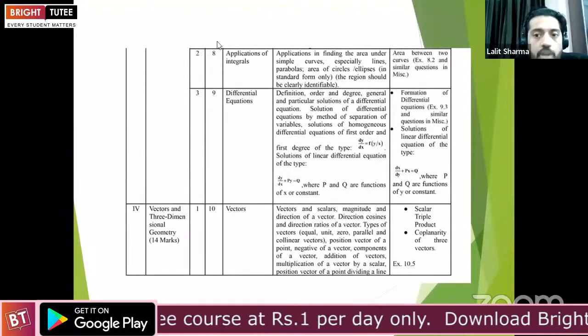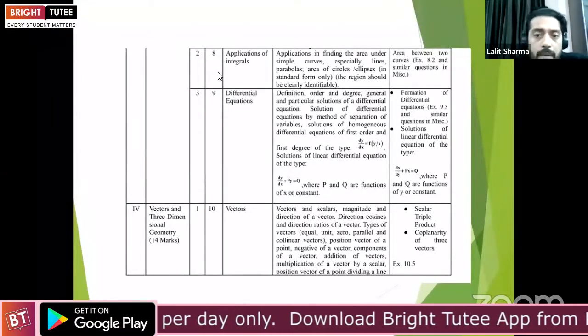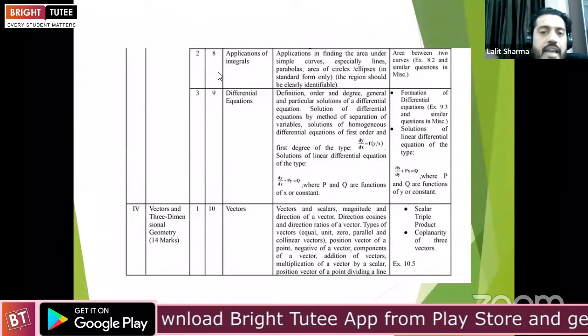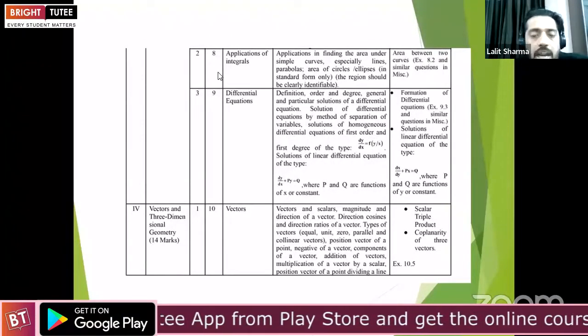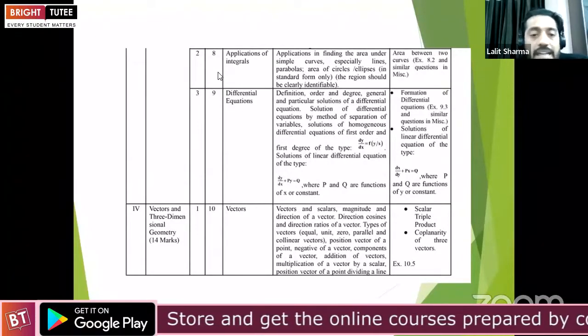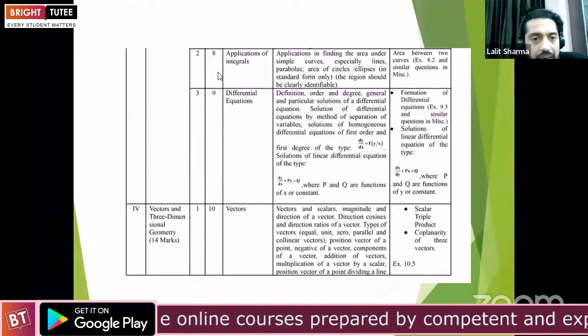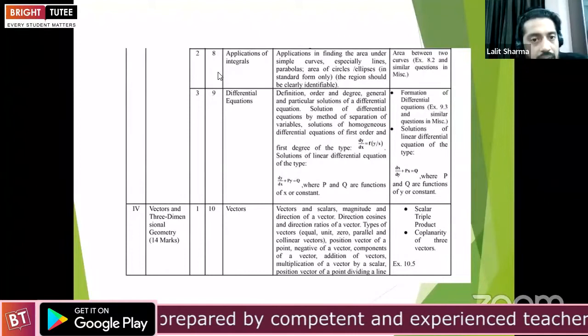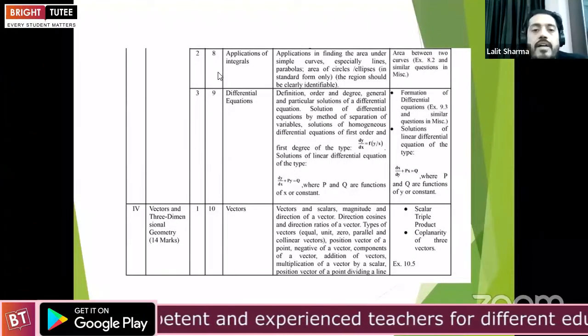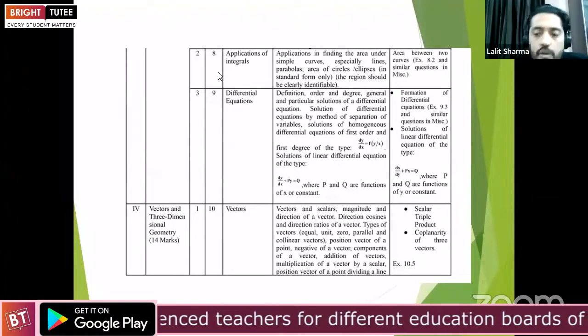So therefore this is an important topic, and this is a scoring topic, because obviously when they have deleted the two curves such as two parabolas and two circles, it becomes slightly easier. Okay, so I hope now till now we have covered integrals, that is chapter 7, and we have covered chapter 8, that is application of integrals.